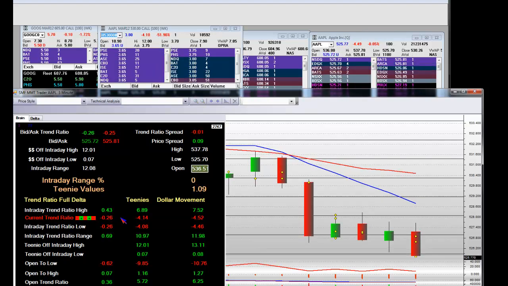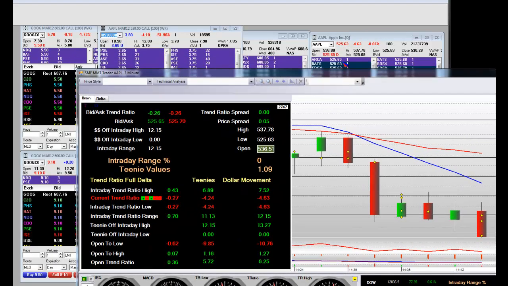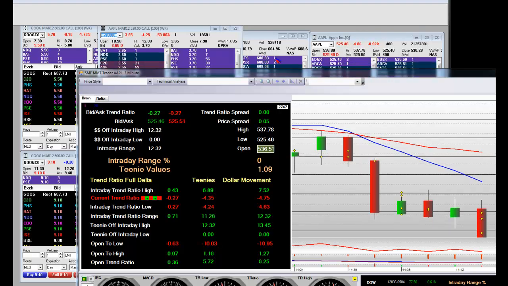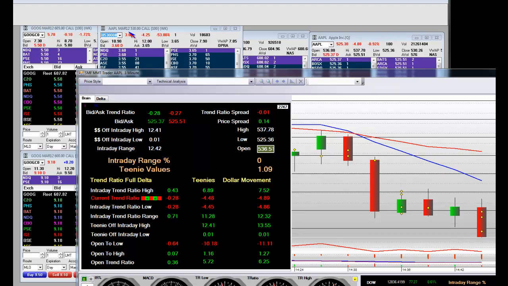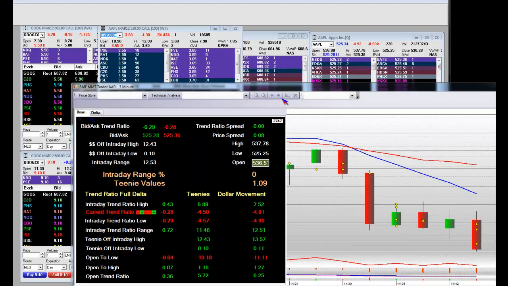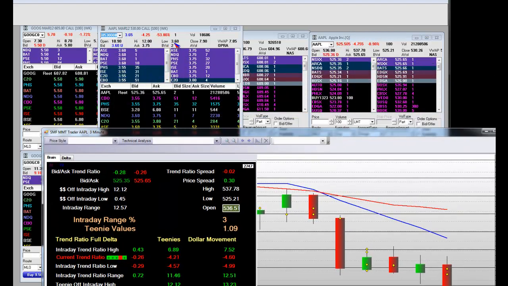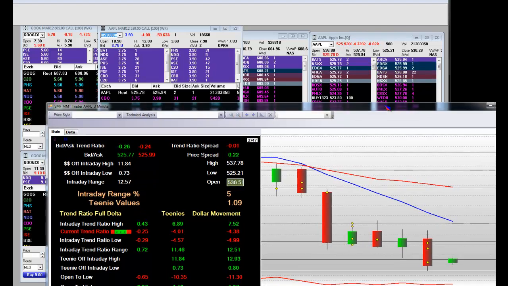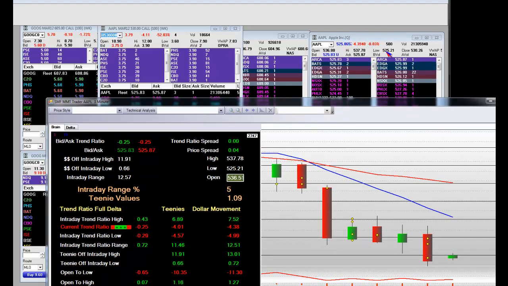Whoa, look at that current trend ratio. Whoa, whoa, whoa. Look at that. The 320 on what? The calls? I got that Apple 530 call that I marked down to 320. We're not there. I'm taking that one down. Hey, I'm going to take it down to that next bid. I'm getting made off of that bottom of 525.21.